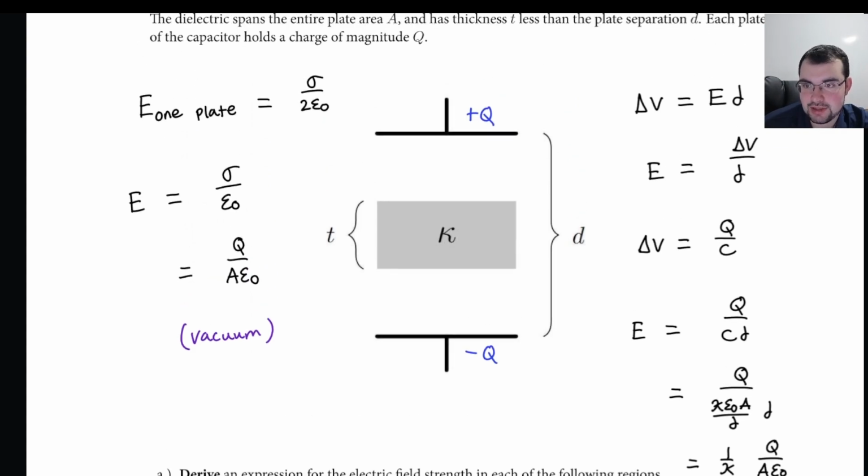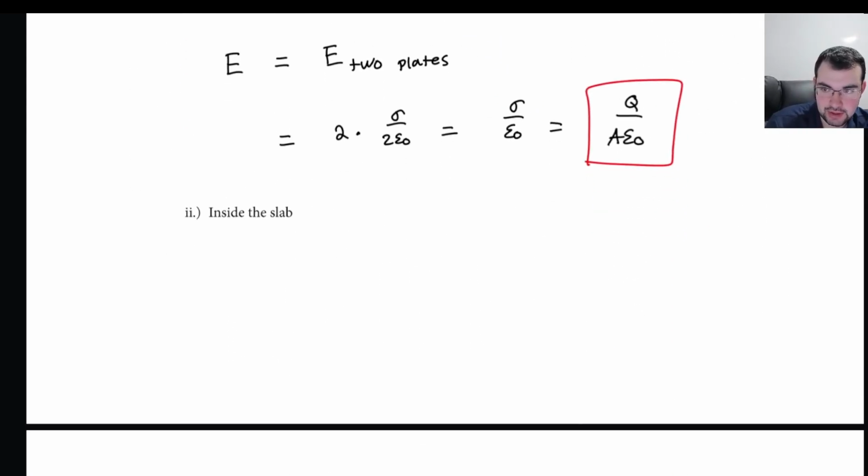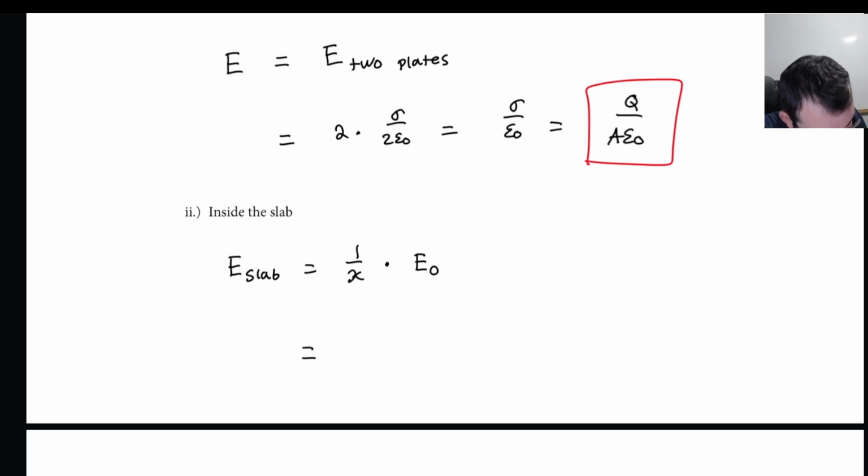What about inside the slab? So remember, if your charge isn't changing, what does a slab do? What does a dielectric do? Well, think about it as dielectric. So it is attempting to remove the electric field. So inside the slab, we know that E slab is just 1 over kappa times E in a vacuum, or E in air, because we take kappa to be 1 in air. So we just put on a factor of kappa.